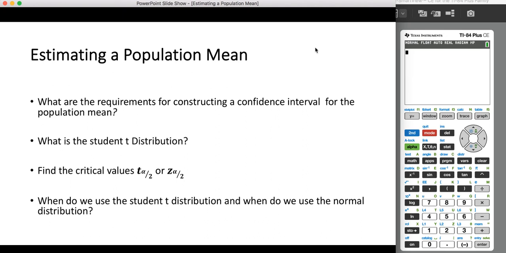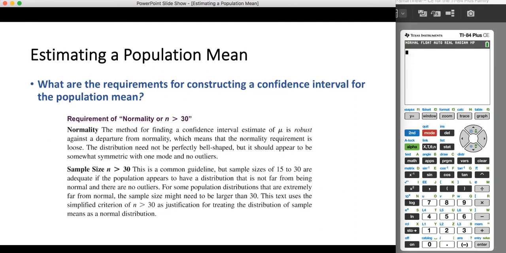I've created this screencast to talk to you about estimating a population mean. What I'm going to be covering is answering the questions: what are the requirements for constructing a confidence interval for the population mean? What is a student t-distribution? How do I find the critical values for a t-distribution or a normal distribution? And when do we use the student t-distribution and when do we use the normal distribution? Okay, so let's get started talking about what requirements we need.